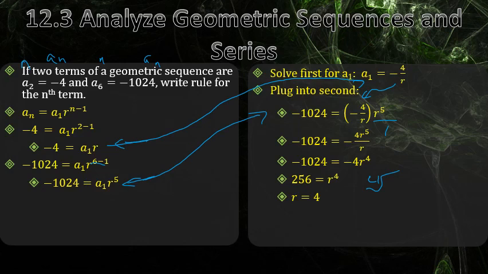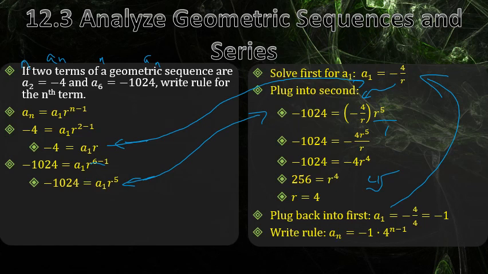So now we know a1. Oh, we don't know. Yeah, we don't know a1. We had to find a1. So take that and plug it back into there. a1 was negative 4 over r. r was 4, so a1 is negative 1. And then we have our answer. an equals a1 r to the n minus 1.